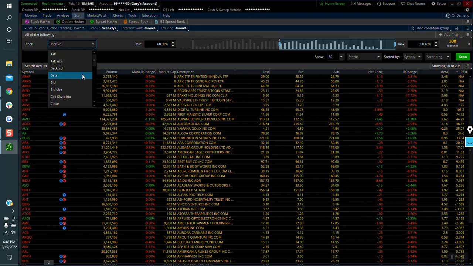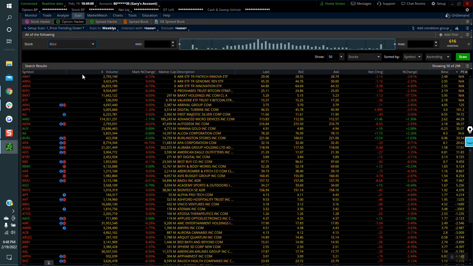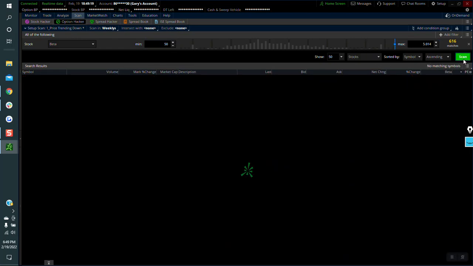Like I said, you can scan on beta. You can limit the number of outputs you get based on beta. I want the minimum beta to be at least 50. For some reason it's not showing. Oh, this right here, delete. Sorry. You can just leave the other field completely open. Let's say 2. There you go. Beta at least 2. Scan.